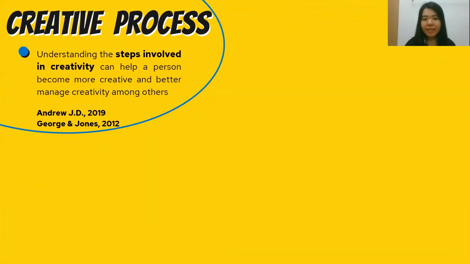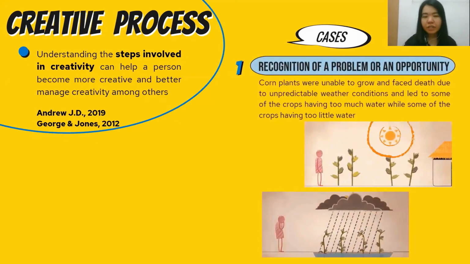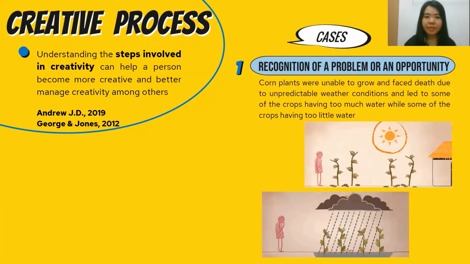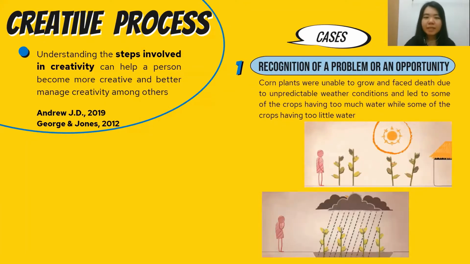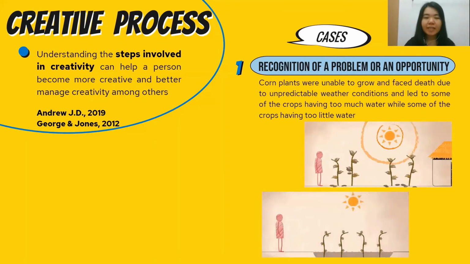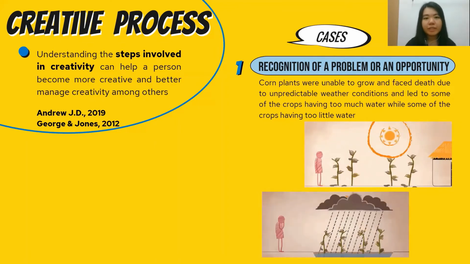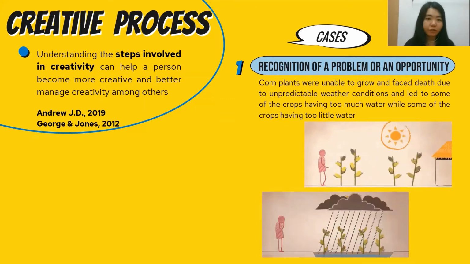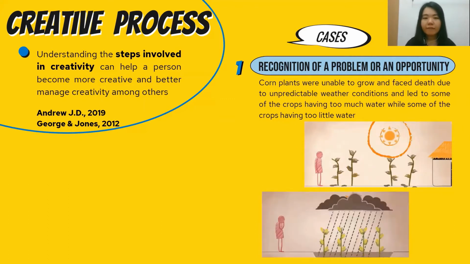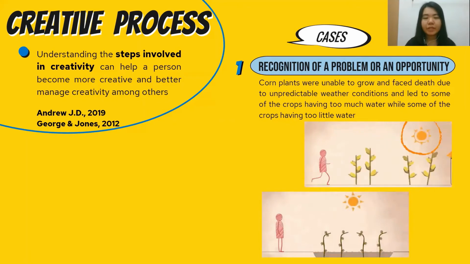So what are the steps involved in creativity? In our case, we can see that the first step of the creative process is the recognition of a problem or an opportunity. In this case, the person is able to determine and recognize the problem, which is that the corn plants are unable to grow because some locations have too much water and some have too little, due to the unpredictable weather conditions.